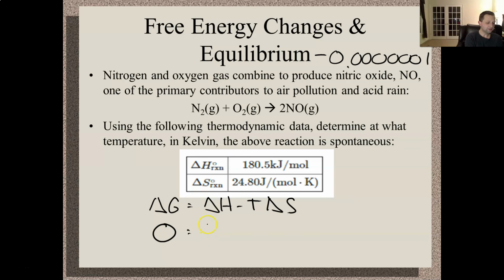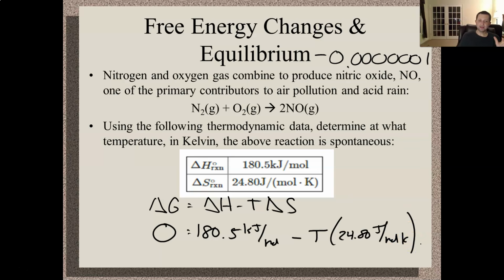All right, so if you plug everything in, you get delta H 180.5 kilojoules per mole minus T, which is what we're solving for, delta S, which is 24.80 joules per mole Kelvin. As soon as you see this, you're like, wait a minute, I have to stop a second. I can't have a kilojoule and a joule in the same problem, so I need to change one or the other. I always end up changing delta S usually, so you'll change your delta S of 24.80 joules into kilojoules.